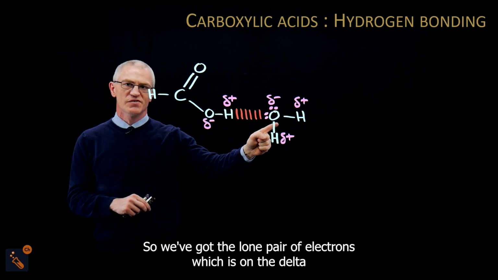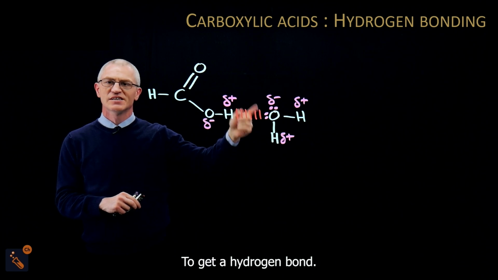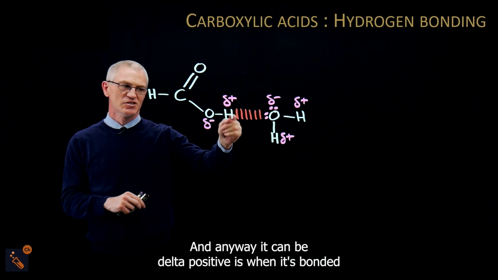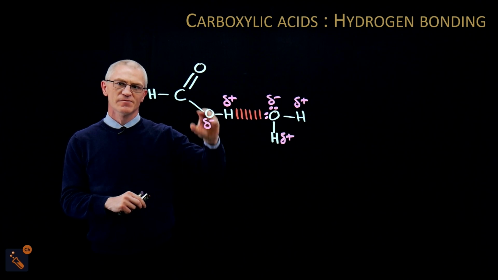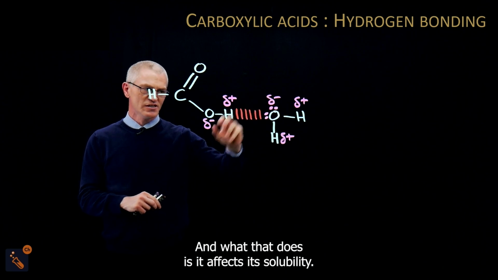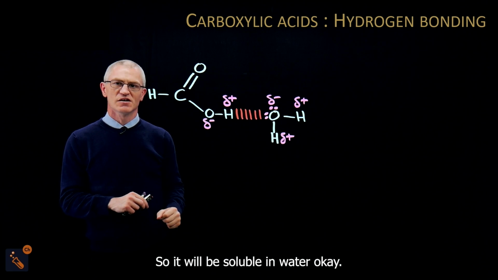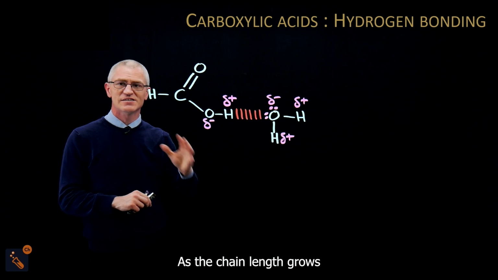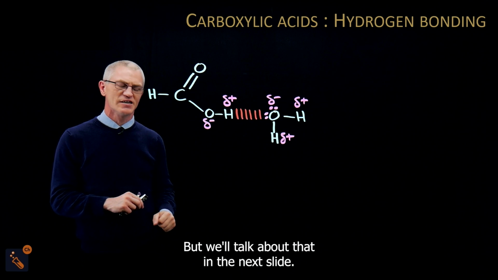So we've got the lone pair of electrons on the delta negative oxygen, which is attracted to the delta positive hydrogen. To get a hydrogen bond, you have to have a delta positive hydrogen, and the only way it can be delta positive is when it's bonded to an electronegative element, such as N, O, or F, or NOF. So here's your hydrogen bond, and what that does is it affects its solubility. It will be soluble in water. Simple carboxylic acids will be soluble in water because of this. As the chain length grows, it loses that solubility, but we'll talk about that in the next slide.